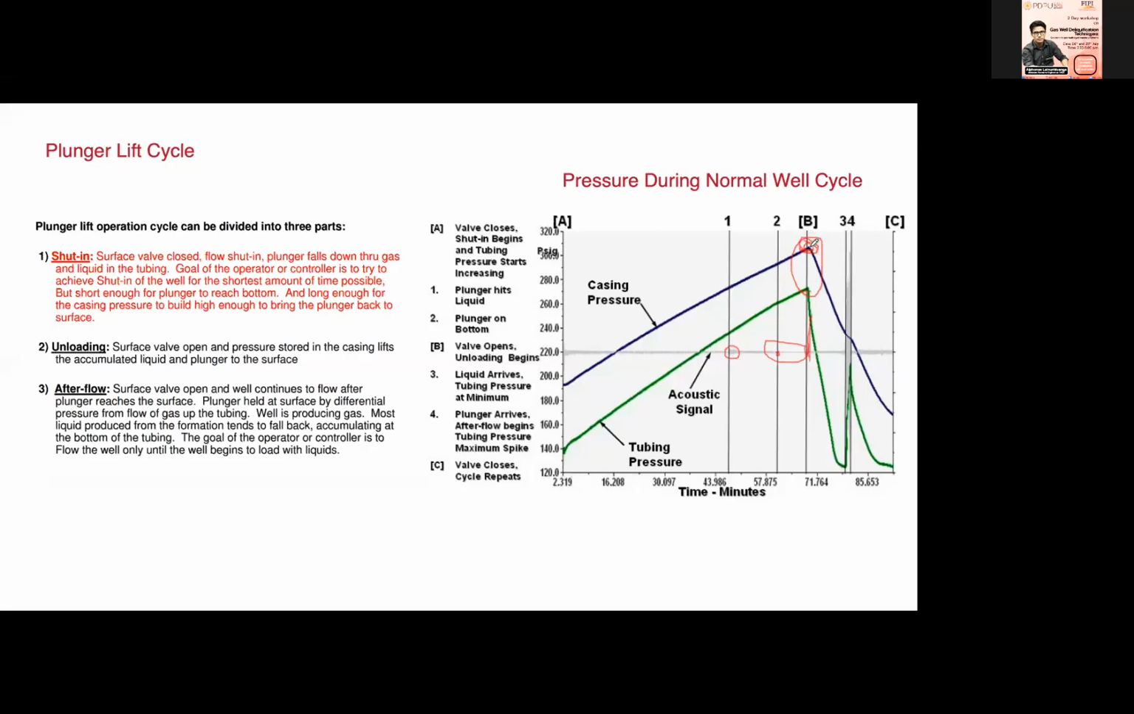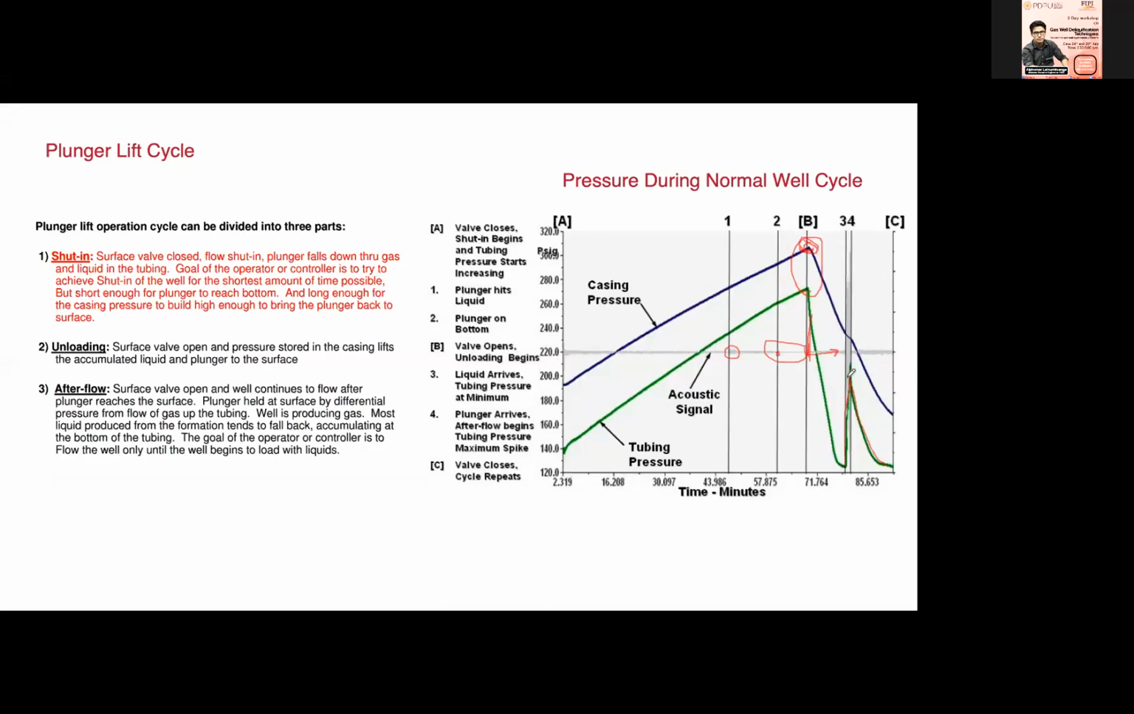As you open the well, there is a sudden decrease in the casing and tubing pressure. So your liquid will be moving towards the surface. As the liquid moves towards the surface, your casing pressure and tubing pressure will decrease because you are opening the valve. And when the liquid reaches the surface, you are going to see a pressure spike in the tubing pressure because you are producing some liquid. So the pressure will be there. And also very high noise in the acoustic signal.